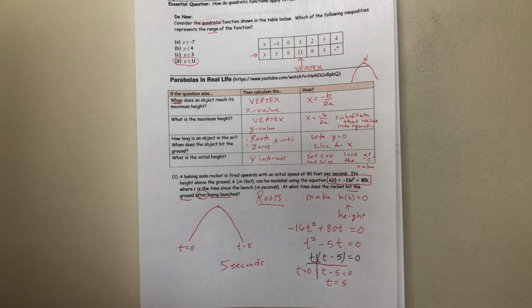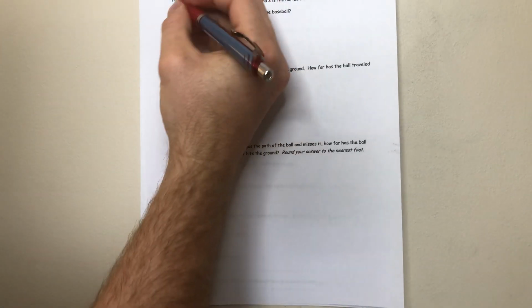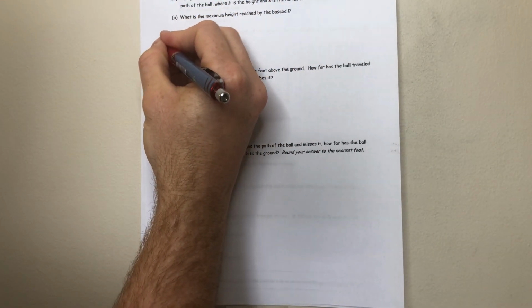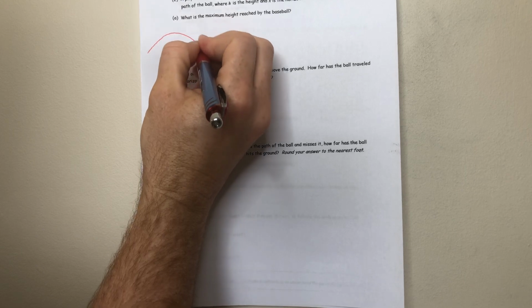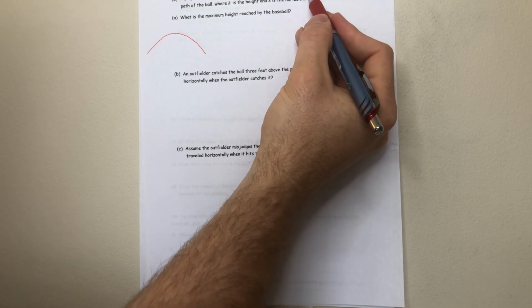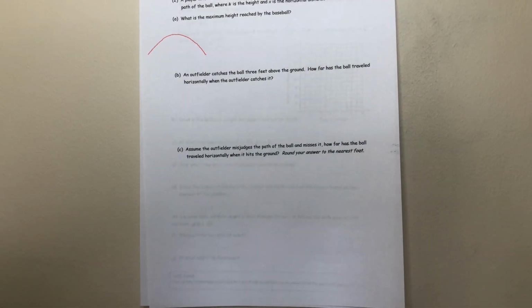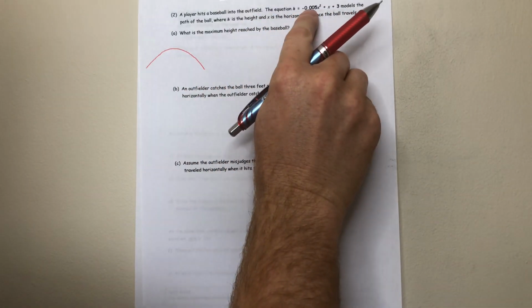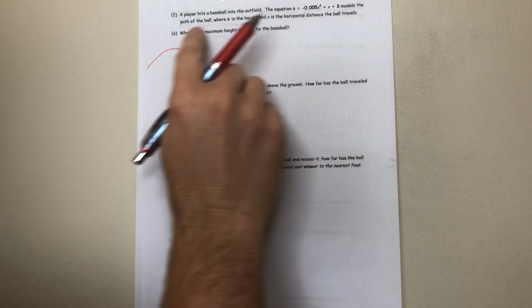All right, go ahead and turn the page. We are going to do our second example here. Our second example is a baseball that's been hit into the outfield. Now, this baseball is also going to go up, up, up, and come down, down, down. It's going to be upside down, which means our leading coefficient, again, is going to be negative. So this is a negative leading coefficient, and it models the path of a ball.